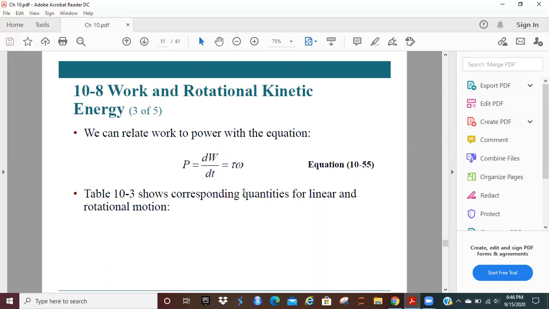How is power related? Well, if we remember back, power is basically how much work can be applied over a set amount of time. And in this particular case, it's going to be the torque times the angular velocity.